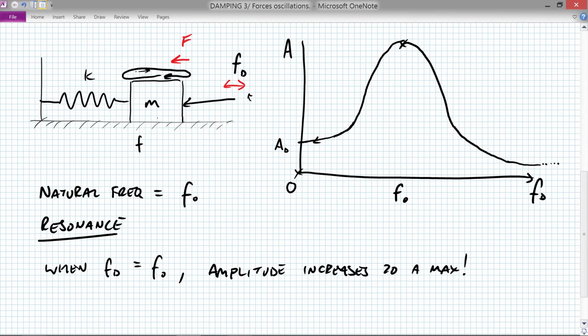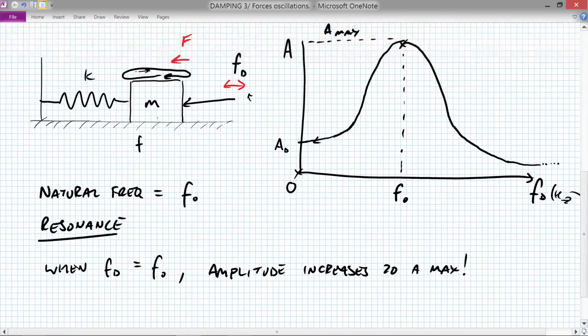Okay, so again, just to recap, the important thing here is that the maximum amplitude is reached at resonance, and that happens when, if you remember, the drive frequency in hertz matches the resonant frequency of our system.